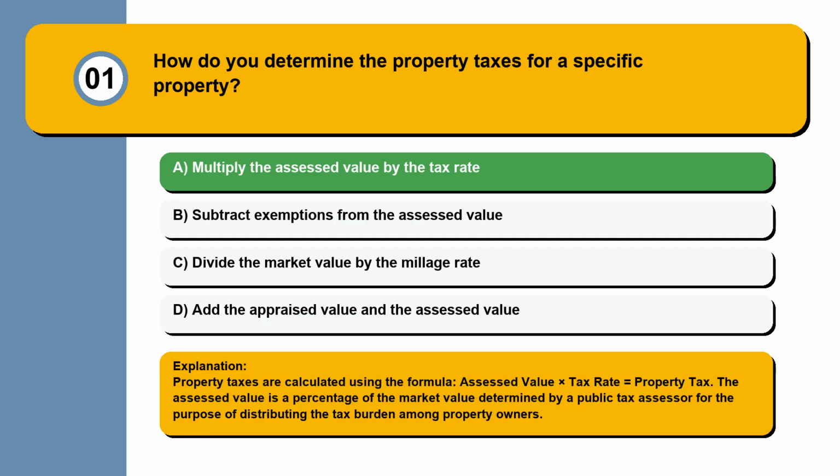Property taxes are calculated using the formula assessed value times tax rate equals property tax. The assessed value is a percentage of the market value determined by a public tax assessor for the purpose of distributing the tax burden among property owners.